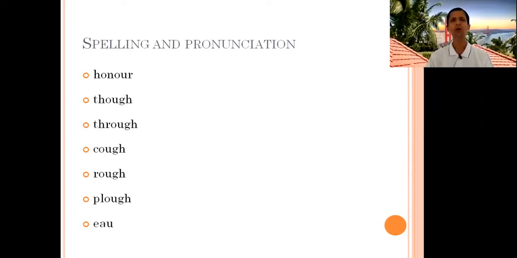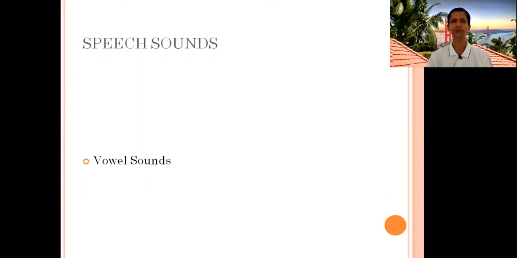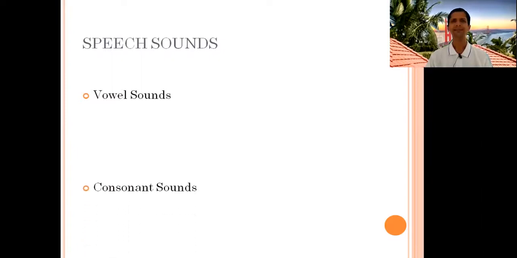So let us see what are those different speech sounds that we have in the English language. Speech sounds in the English language are broadly categorized into 2. The first one is vowels. The second is consonants.